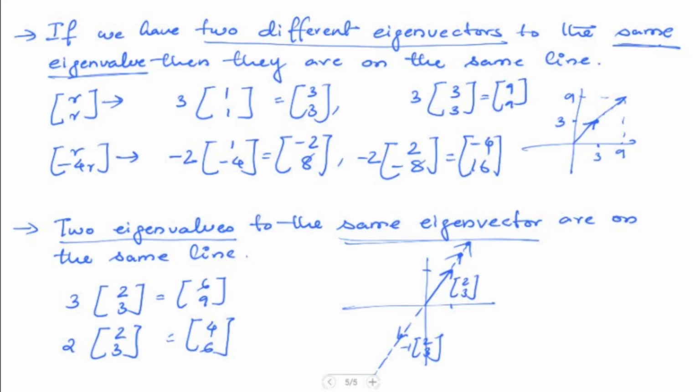But as we have proved initially, if we have two different eigenvalues to two different eigenvectors, or you can say if we have two different eigenvectors to two different eigenvalues, they cannot be on the same line. And that's the end of today's tutorial.